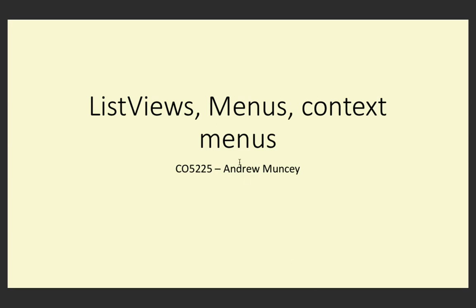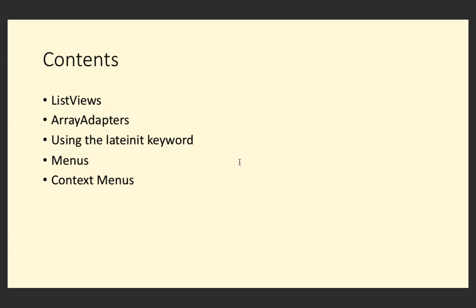So as I said, we're going to look at list views, menus, and context menus today. List views in the early stages of Android were a way of showing a list of data. There is actually something called Recycler View, which we'll cover later, which is a better way. But a list view is a good way of getting started and learning the basics of how we can create lists. To do that, we have to use something called an array adapter.